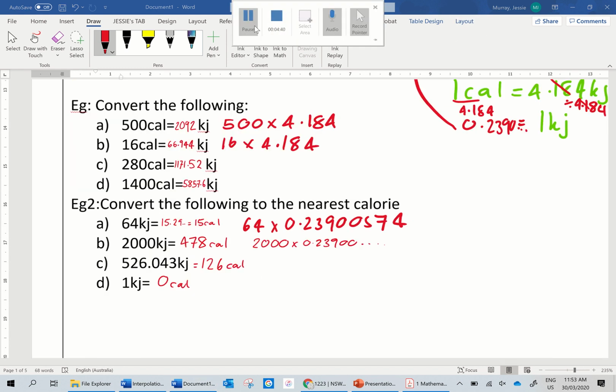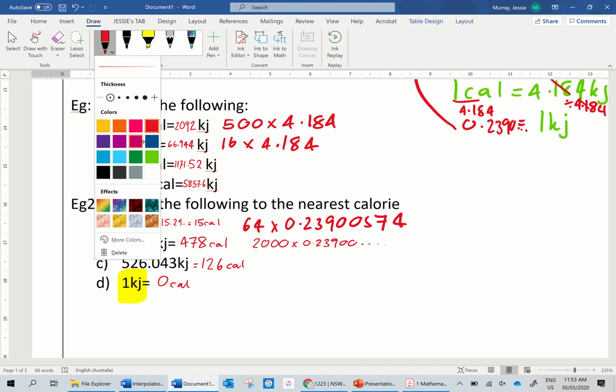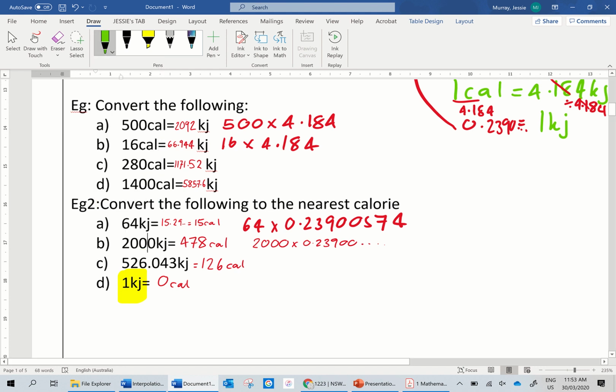Okay, and there we have it. I filled in my answers. Hopefully you got those as well. Just be mindful with this bottom one if it is confusing you a little bit. When you put that in your calculator, it's not going to give you 0. It's going to give you that 0.2390574, which we already know, which when we round to the nearest whole number becomes 0.